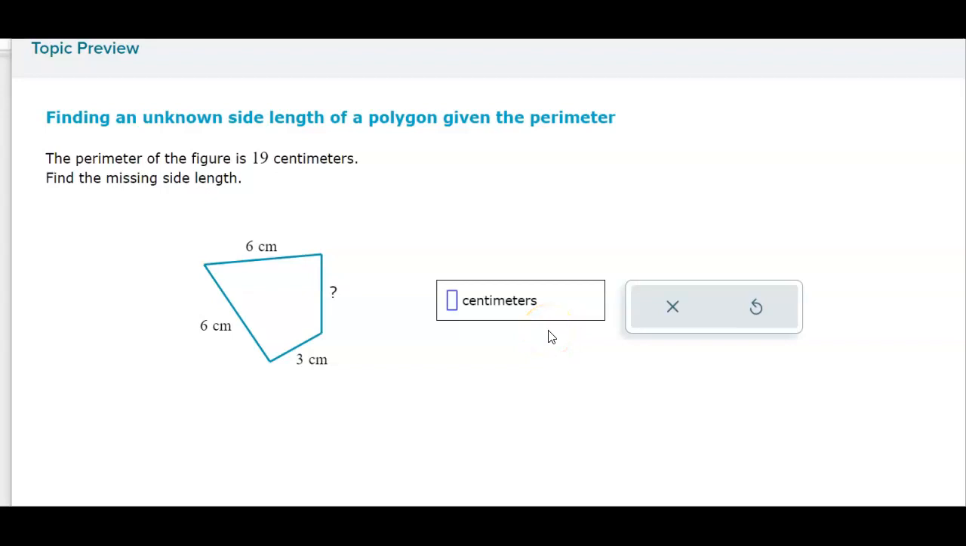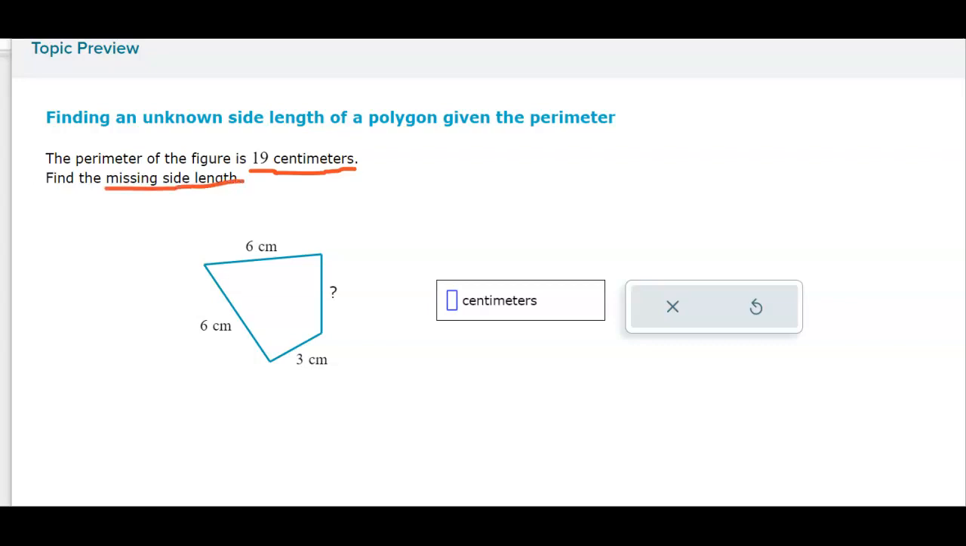We're going to find an unknown side length of a polygon given the perimeter. What we already know about perimeter is that when you have a shape and you want to find the perimeter, you have to add up all of the sides, and all of the sides added together give you the total perimeter of the shape. But right now we have the perimeter. The perimeter is 19 centimeters, and we want to find the missing side length.